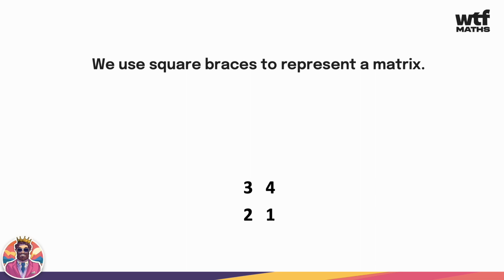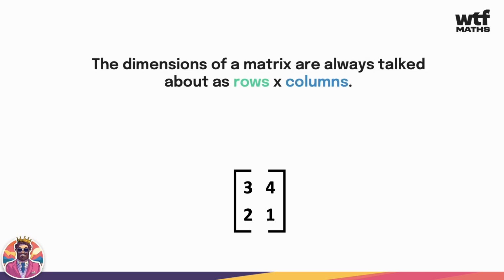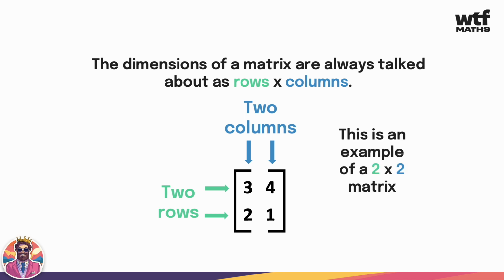We use square braces to represent a matrix. So to turn this into a matrix, I just add square braces on the outside. The dimensions of a matrix are always talked about as rows times columns. So for example, this matrix has 2 rows going this way. It has 2 columns going this way. So we'd say this is a 2 by 2 matrix.